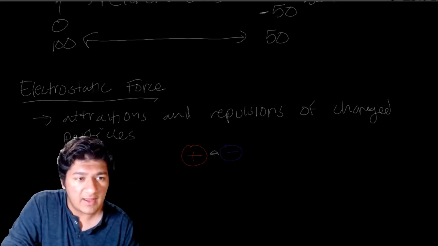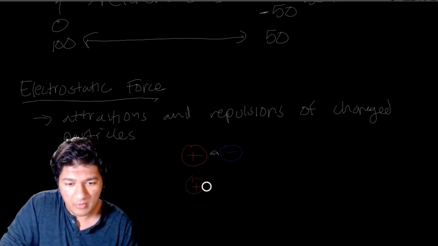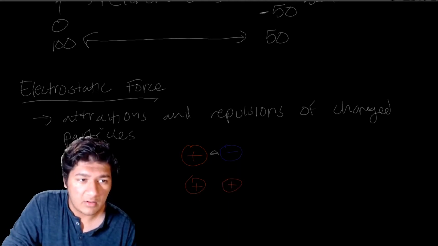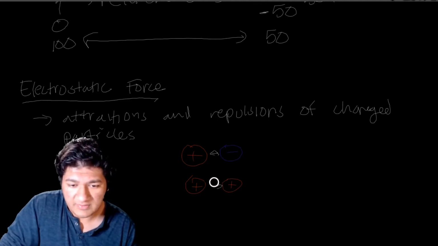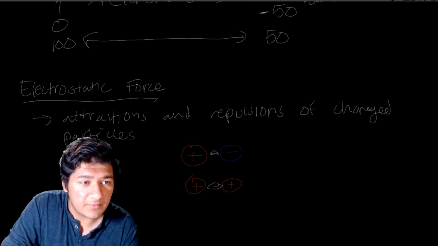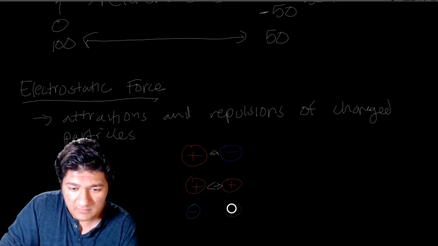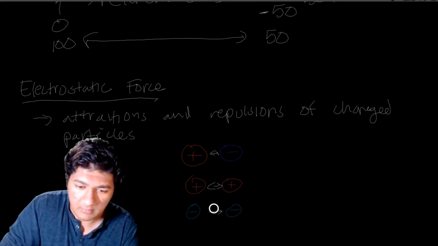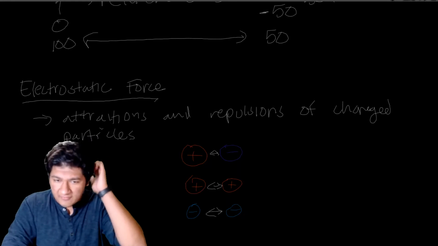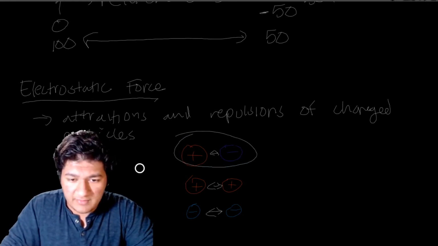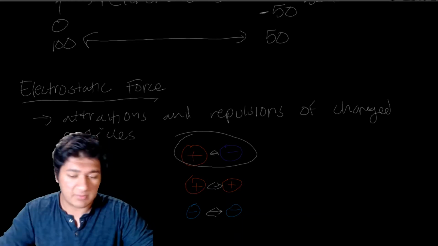However, if I had, say, a proton and another proton, that's not going to work. These two are going to repel each other. The same thing goes for two electrons together. So the only attraction force you'll ever get is when you have two differently charged particles.